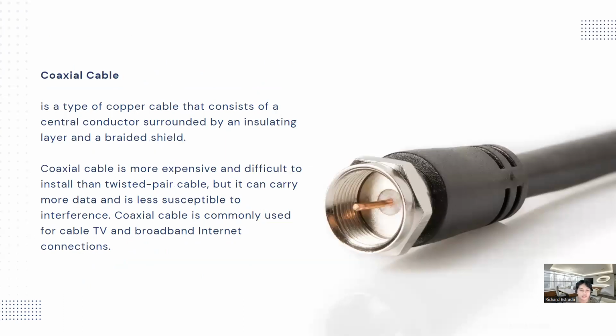And then coaxial, this is what it looks like. It is a type of copper cable that consists of a central conductor surrounded by an insulating layer and a braided shield. Coaxial cable is more expensive and difficult to install than twisted pair cable, but it can carry more data and is less susceptible to interference. Coaxial cable is commonly used for cable TV and broadband internet connection. Maybe like the old TVs, where you plug in an antenna at the back of the TV. I don't know if you've seen those anymore, maybe not, but broadband internet connection also uses this one.